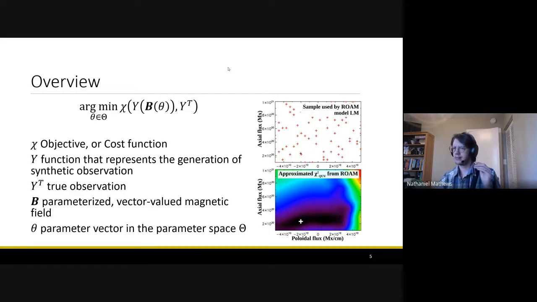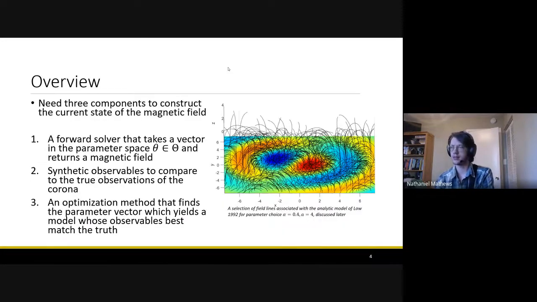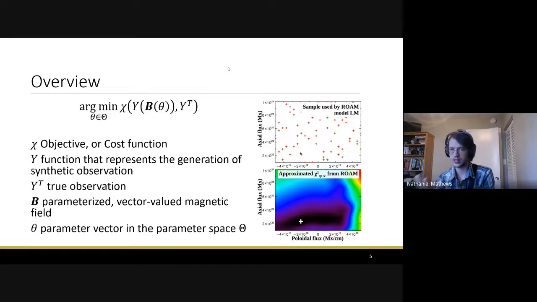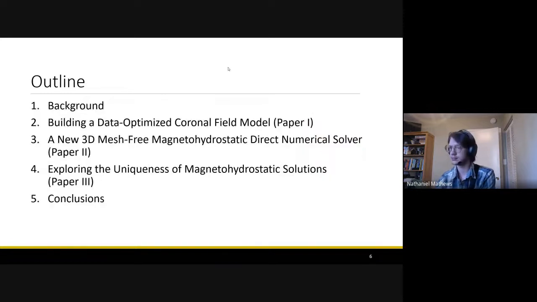To abstract that idea away from solar physics for a moment, and then we'll come back, we're trying to find some cost function. That cost function is the difference between synthetic and true observations. And we're trying to minimize that cost function over a parameter space. That parameter space is defined by the forward model of magnetic fields that we've built. So this is the problem that we're going to try to solve.